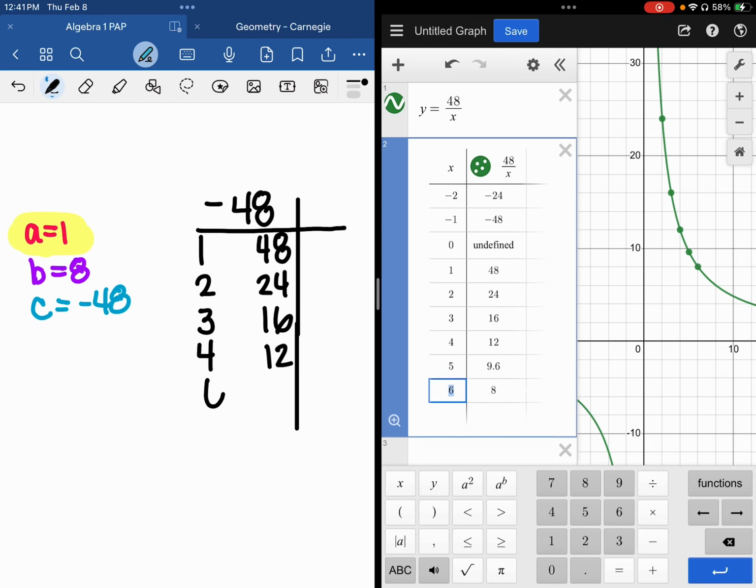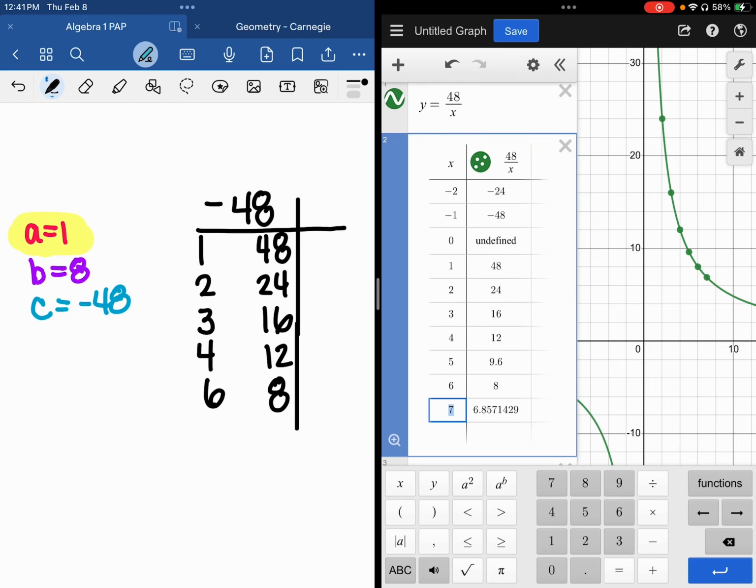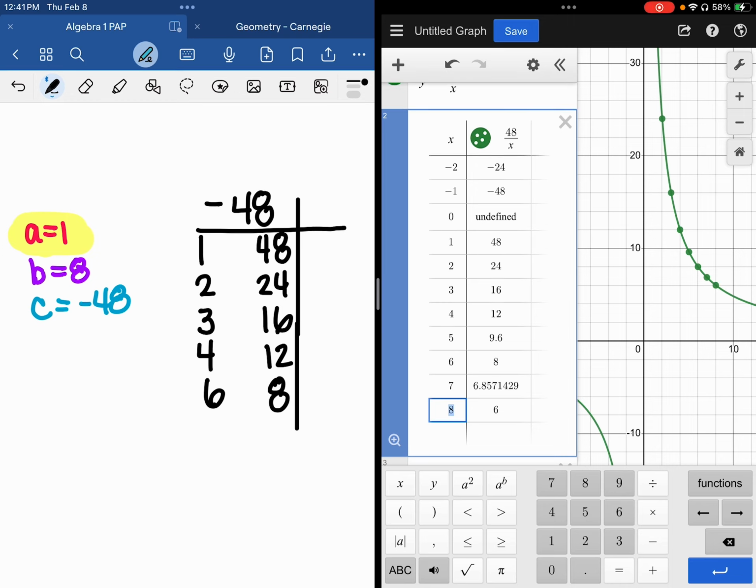6, however, works. Notice 6 and 8 are pretty close together. I only have to check the number in between 6 and 8 because when I get to 8, it's going to reverse back to 8 times 6. So the last factor I need to try here is 7. It is giving me a decimal in my table, so I am going to ignore it. And just so that you can see that I wasn't lying, 8 times 6 is the same as 6 times 8, so we are done with our calculator and getting our factors.